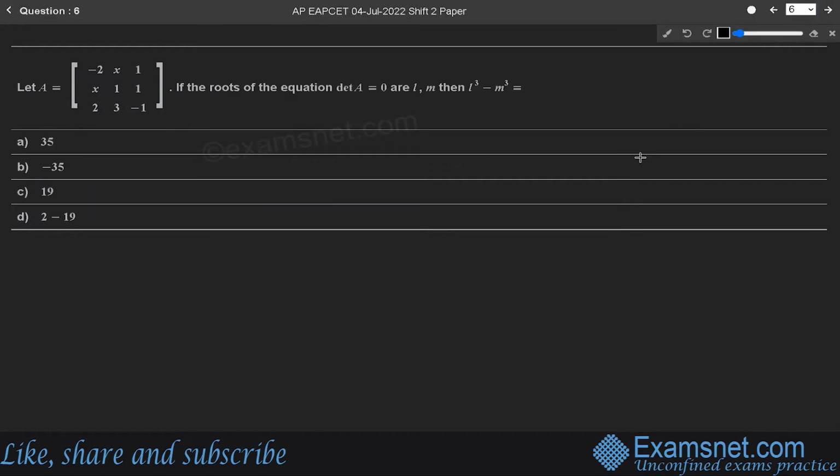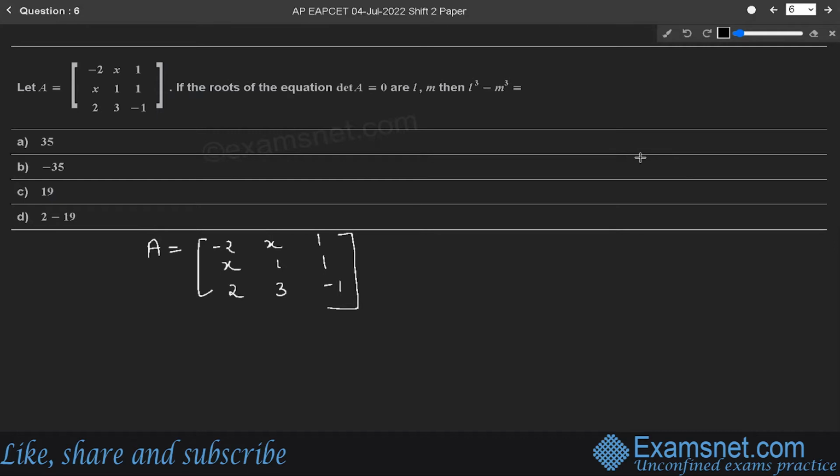Next question is, let A be the matrix with rows minus 2, x, 1; x, 1, 1; and 2, 3, minus 1. If the roots of the equation determinant A equals 0 are L and M, then L cube minus M cube is. So first, let us find the determinant for A.